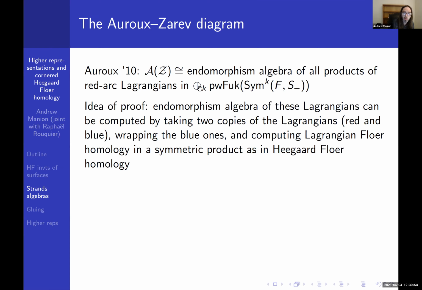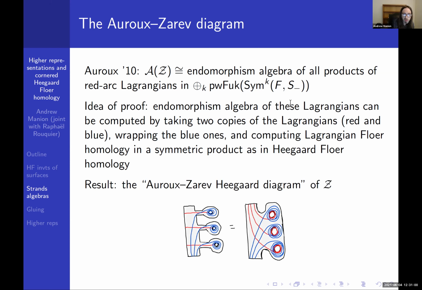So if I want to compute the endomorphism algebra of these red arc Lagrangians, a priori I'm going to draw some sort of picture. I'm not sure the right version of this picture is correct; I just wanted to make it look symmetric. But the idea is that I take 2 copies of these Lagrangians, right?